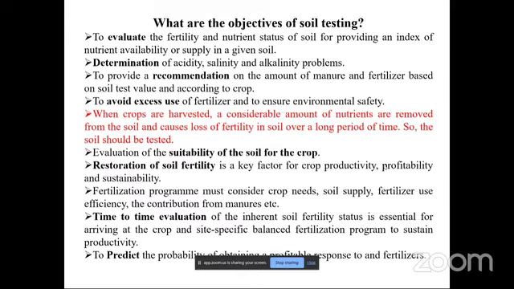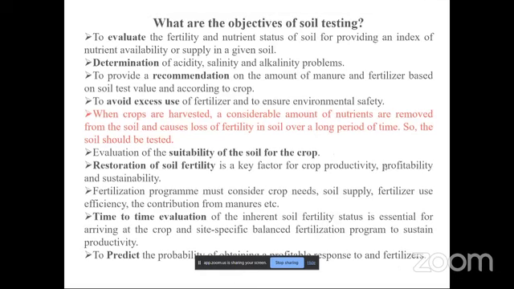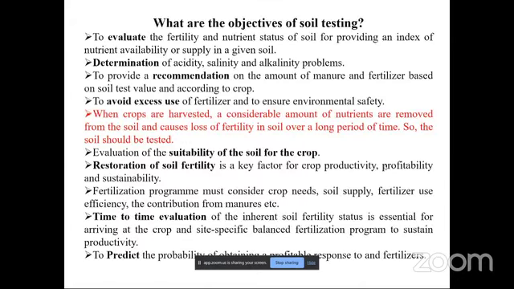Sorry, yeah, now it has come. What are the objectives of soil testing? Benefits of soil testing. Is it visible? Now it is the objectives of soil testing. Okay. Now importance, then again objectives has come. Sorry for that, from my side. Okay, I will start from the beginning.